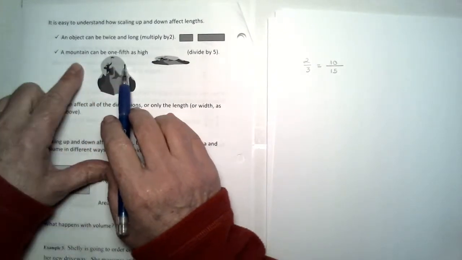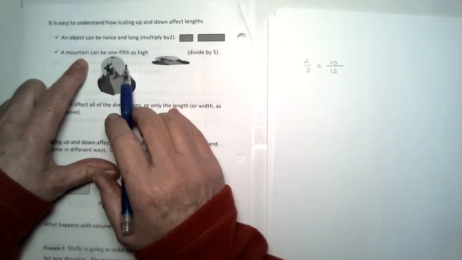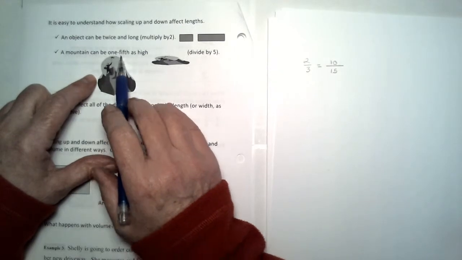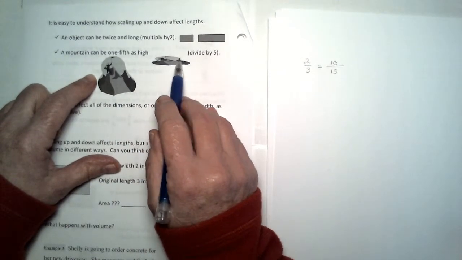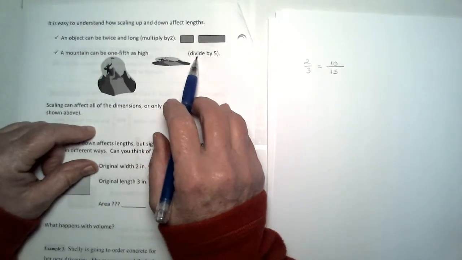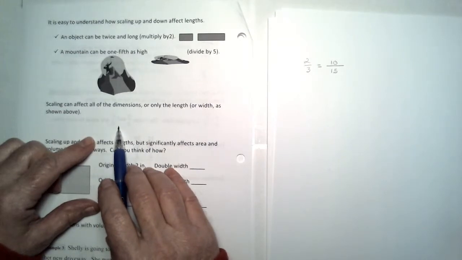Or I could take a picture of a mountain, let's say some guy up on a mountain, and I want to scale down its height. You know, it's going to look like this. It's going to be shrunk down and squished down like that. And I'm just basically dividing its height by 5.